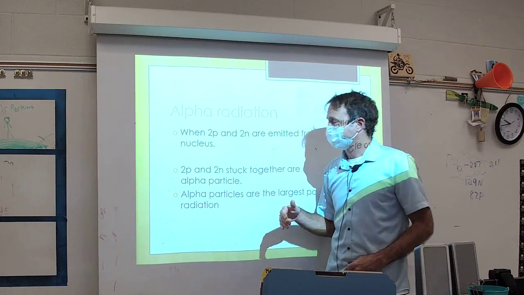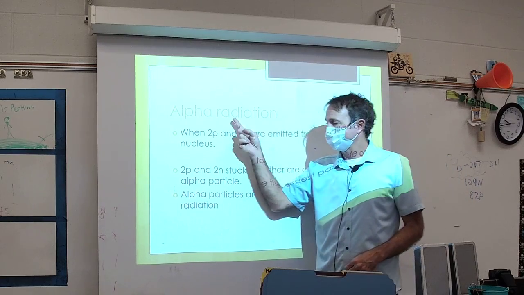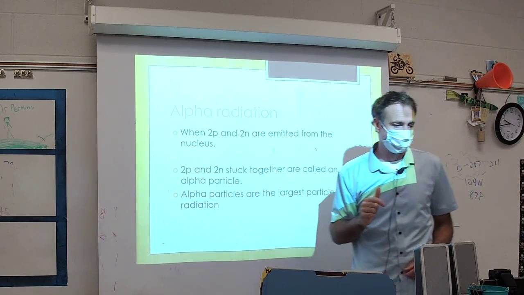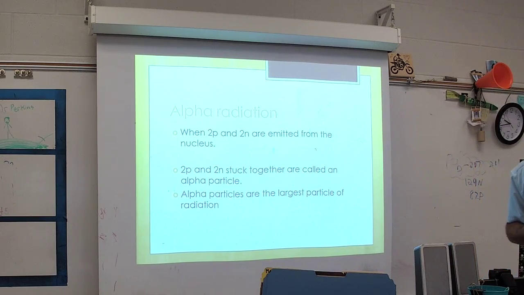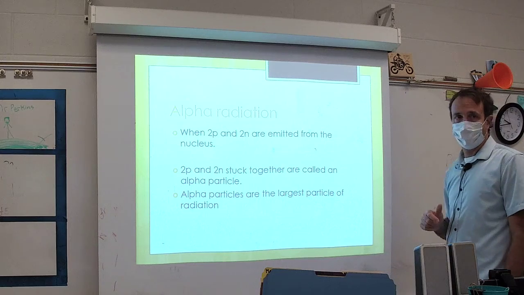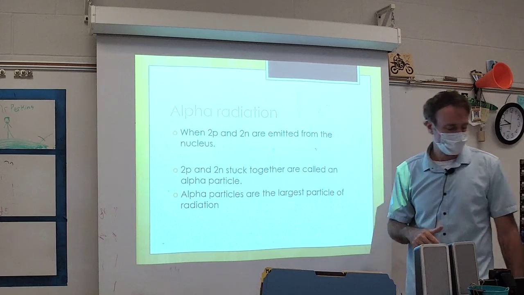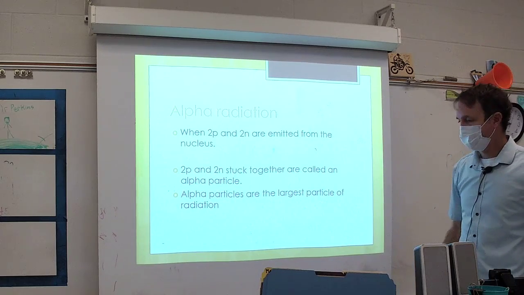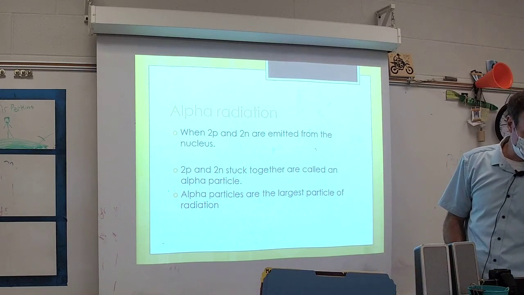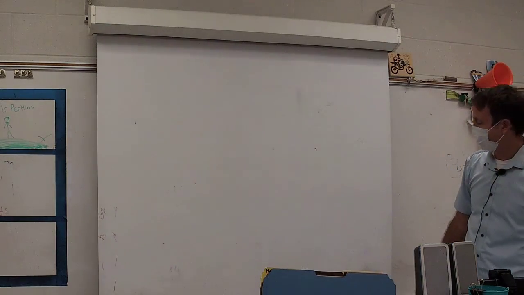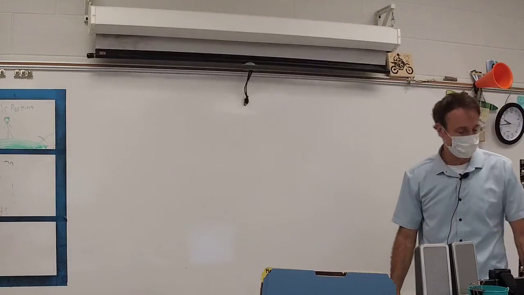Alpha radiation. When 2 protons and 2 neutrons are emitted from the nucleus, that's called alpha radiation, okay? Alpha radiation is the largest particle. 2 protons and 2 neutrons, okay? Now I'm going to show you, and people at home, these notes will be posted online. I'm going to show you an example of this alpha radiation. People here are writing their notes, and that's good. But let's talk about alpha radiation.